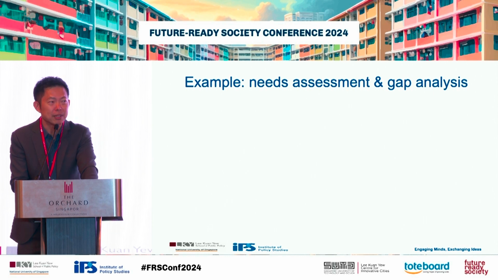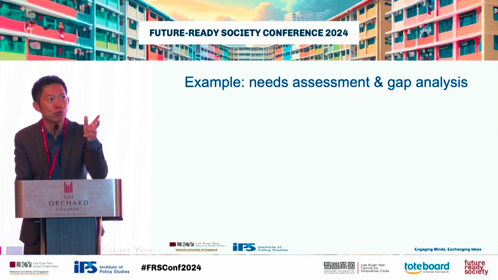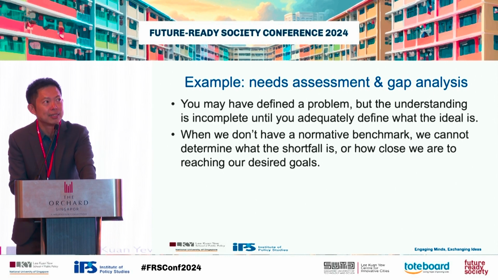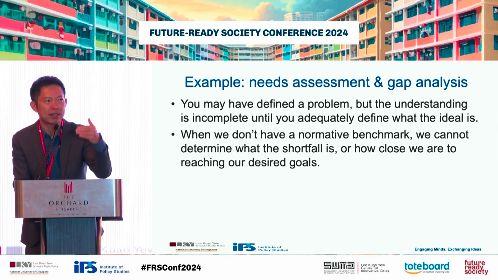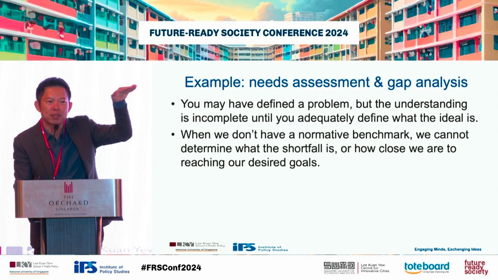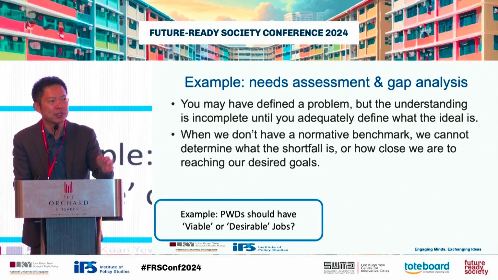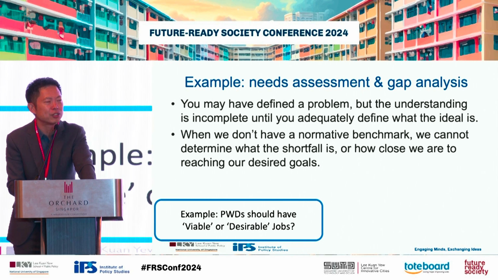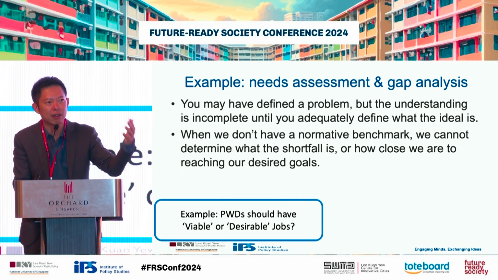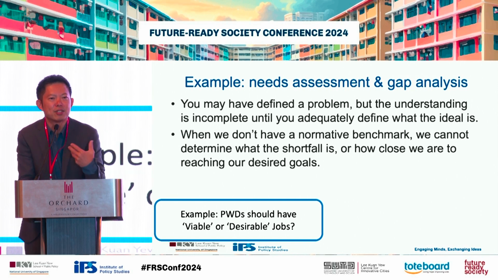Let me give you an example. If you're a social service agency and you do needs assessment or gaps analysis, you might have defined a problem, but the understanding of the problem is actually quite incomplete until you adequately define then what the ideal is. If you don't have this normative benchmark, you can't determine what the shortfall is. And so, for example, I could say people with disabilities should have viable jobs. And then we can look at our employment rates and say, this is how many percent, and we want to reach how many percent. And actually, since we've started on this, as long as they have jobs, that's a good thing.